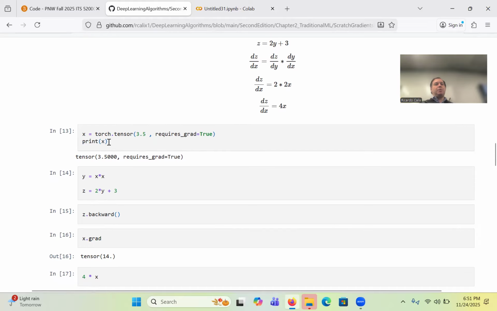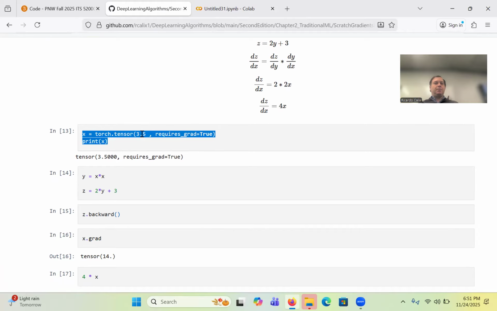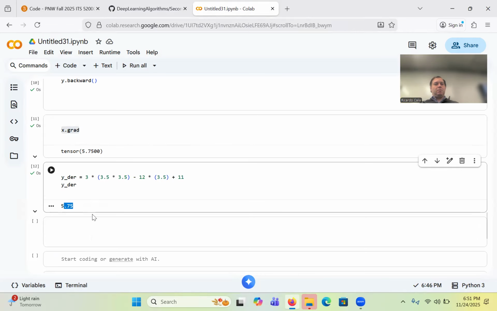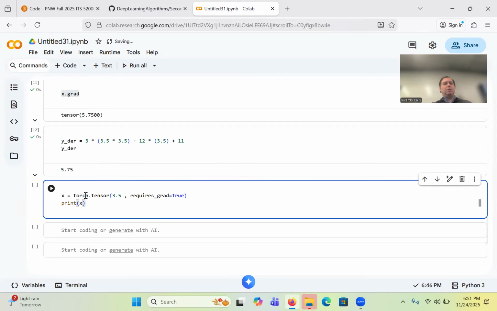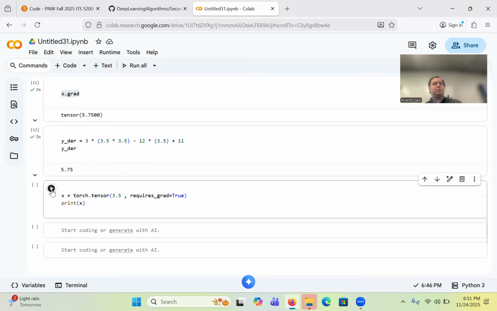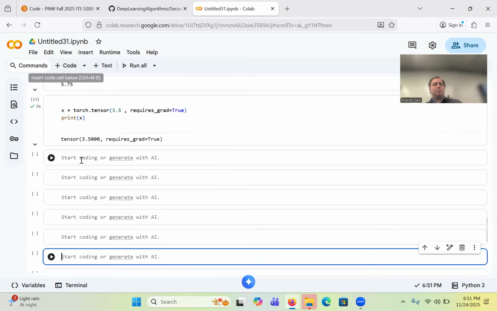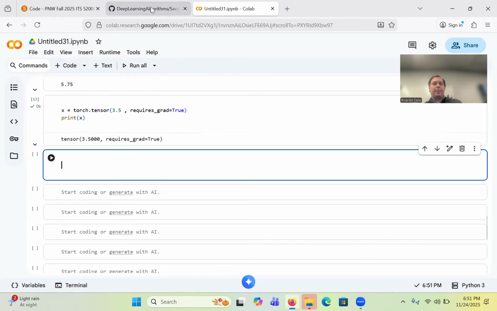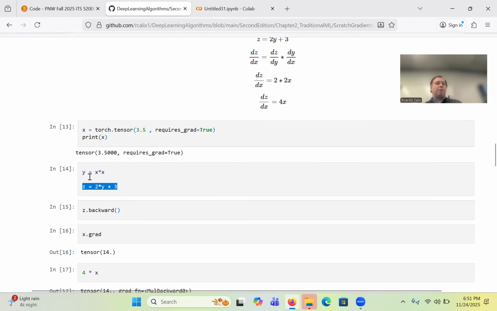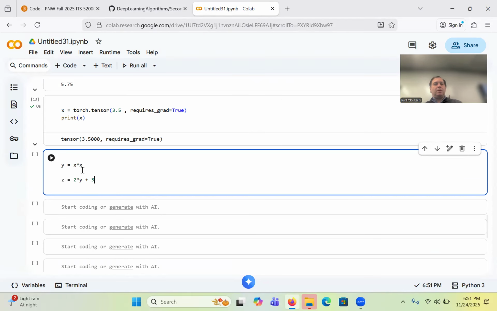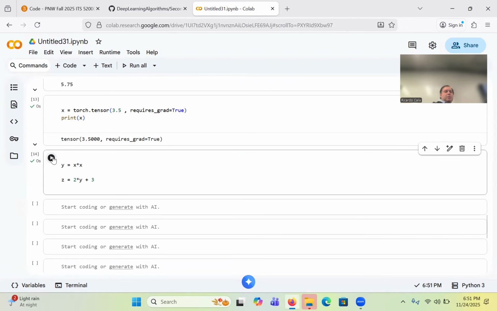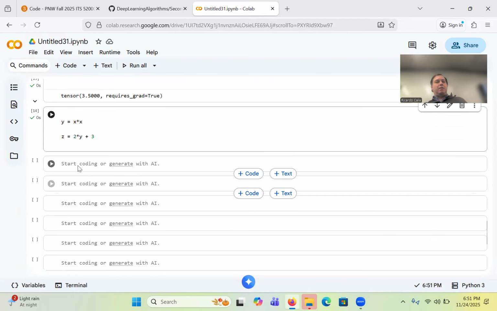So now let's try it out in PyTorch. So I'm going to copy this one over here. Okay, so again, we have x, 3.5, requires grad equal true. So we print it out. And then we're going to write out the exact same equations. Okay, so y equal x squared and c equal 2y plus 3. So there we are. We have those values there.